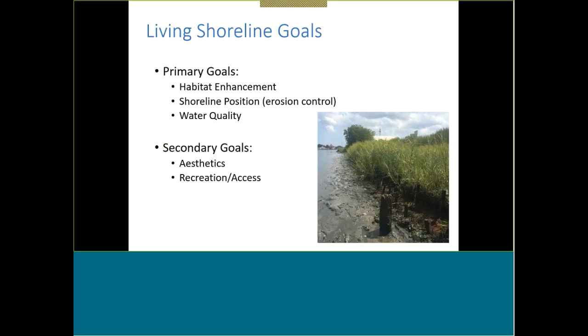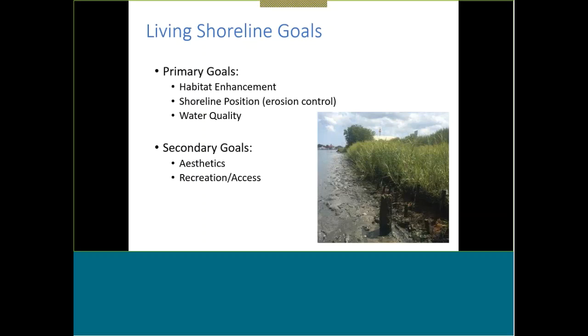And then there are secondary goals like aesthetics and recreation or access that are also important. And I say secondary because you can't necessarily walk into permitting and proposal and say, this landowner wants to put in a living shoreline just because they think it's pretty. Well, as Chris mentioned, you need to be addressing an issue or a problem, and these secondary goals can be added on. Chris mentioned you don't need to have just one goal. You can definitely have a project that is designed to meet several goals at one time.